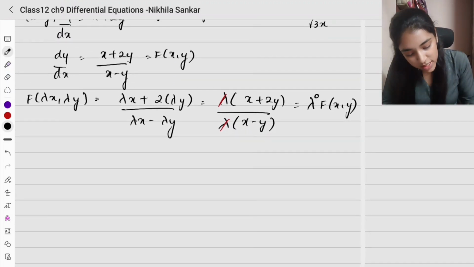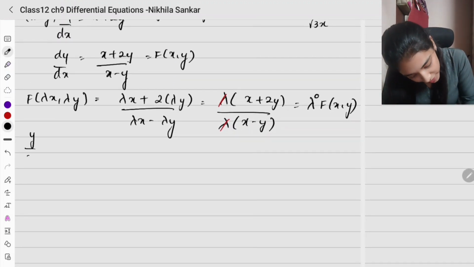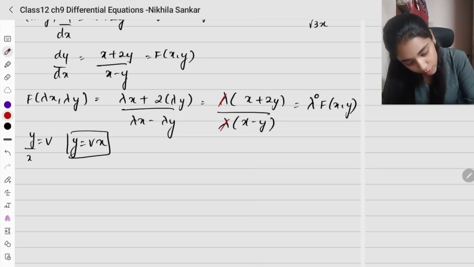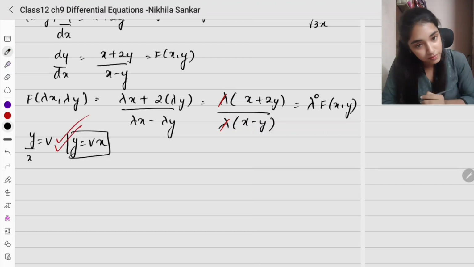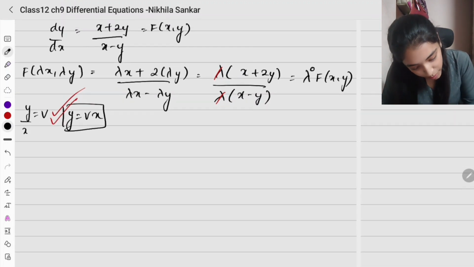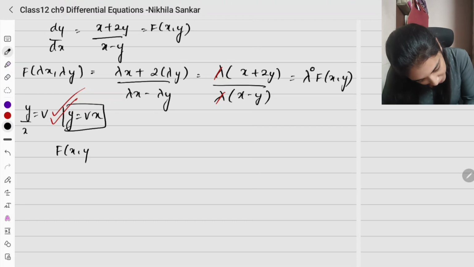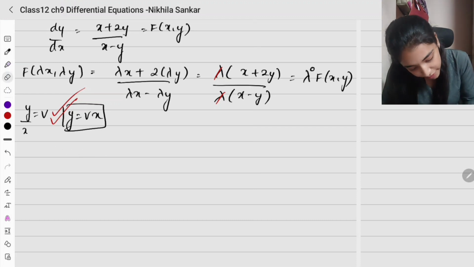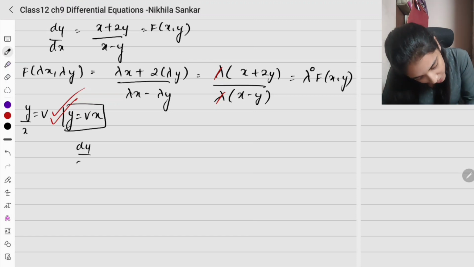How are we going to solve it? What is the substitution we are going to make? y divided by x equals v. So y equals vx, we are going to make this substitution. This is our first step. Okay, now what is the function? x plus 2y over x minus y. So how are we going to write f of x, y? Basically it's dy by dx, right? f of x, y is nothing but dy by dx equals x plus 2y divided by x minus y.